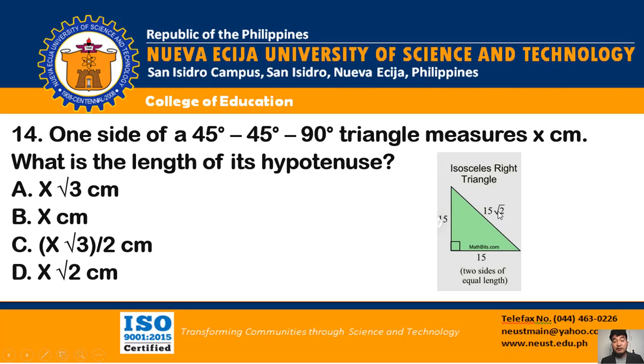That is actually how we solve for the hypotenuse of a 45-45-90 triangle. You simply multiply the measurement of the side by the square root of 2. So if the measurement, for example, of this side is 7, then the hypotenuse is 7 square root of 2. Meaning, if the measurement of the side is x, then the measurement of the hypotenuse is x square root of 2, or that is letter D.